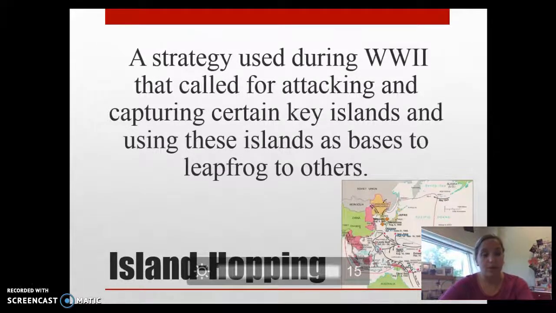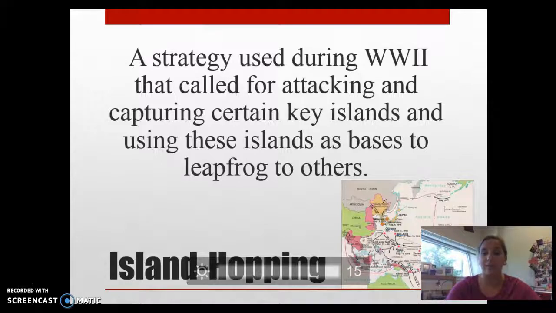Okay, island hopping. This is another term you need to know. This is a strategy that was used during World War II that called for attacking and capturing key islands and using those islands as bases to leapfrog to others. This was used mainly in the war in the Pacific, which the United States is a part of.